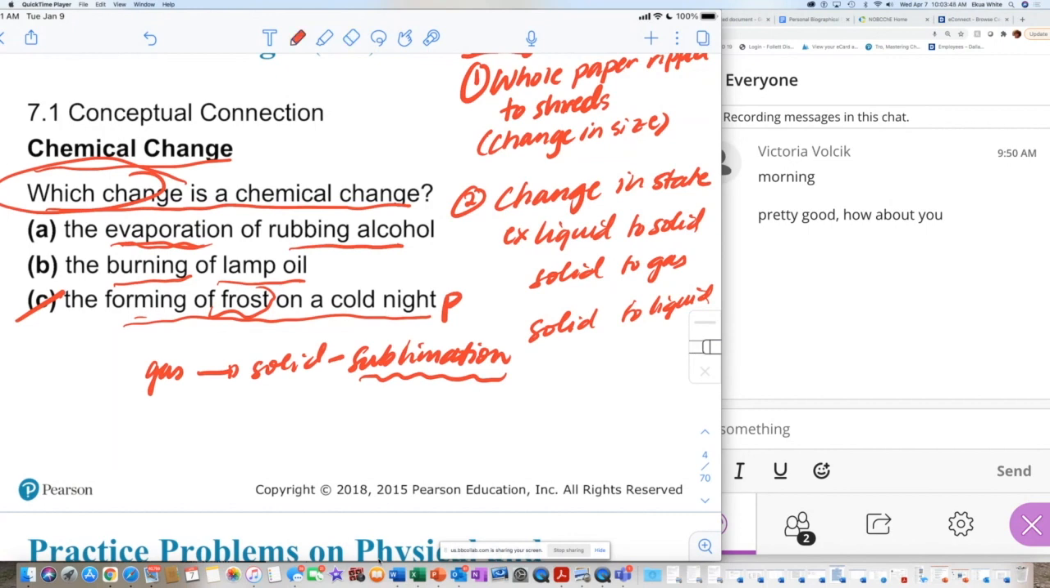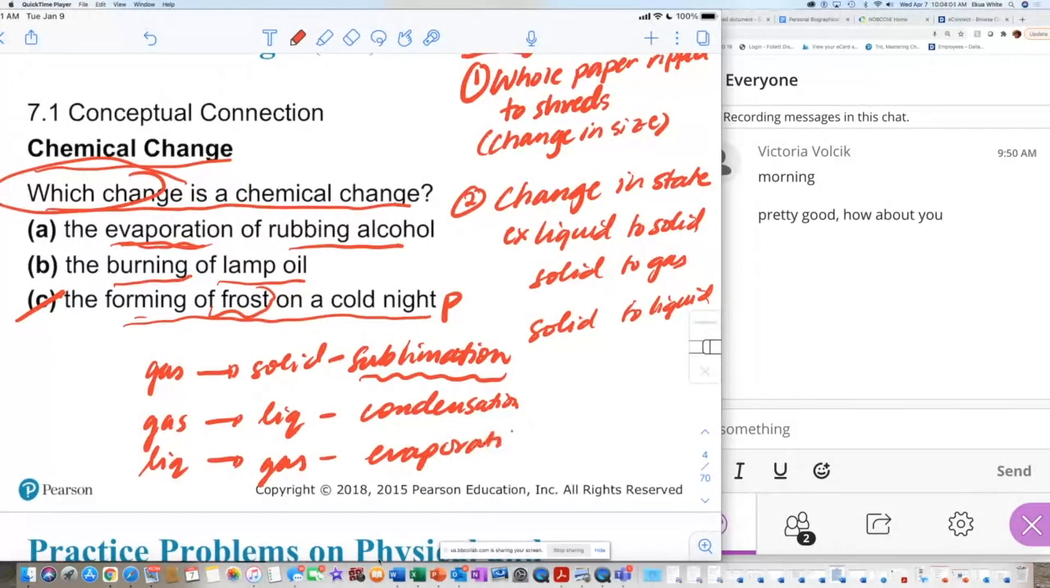And then gas to liquid is called condensation. Liquid to gas, evaporation. What else? Oh. Liquid to solid.